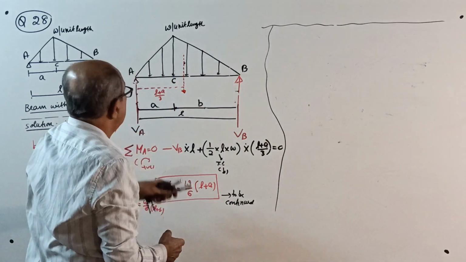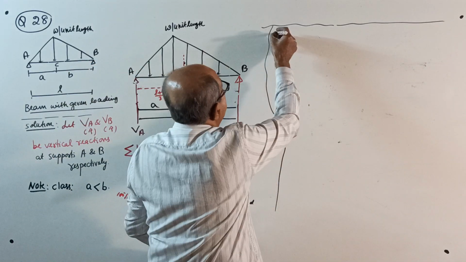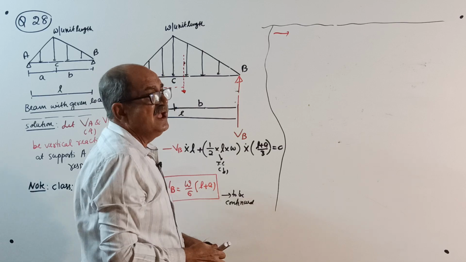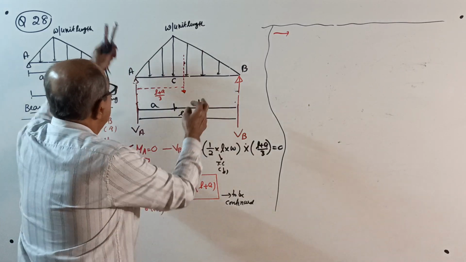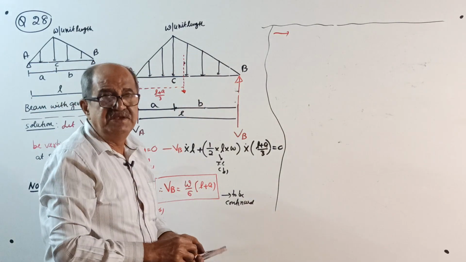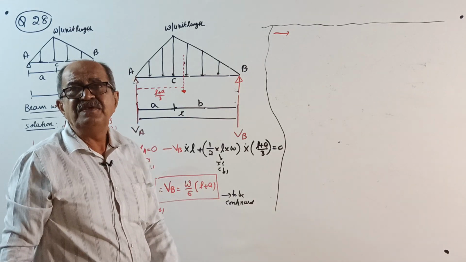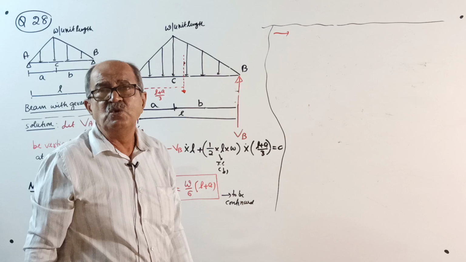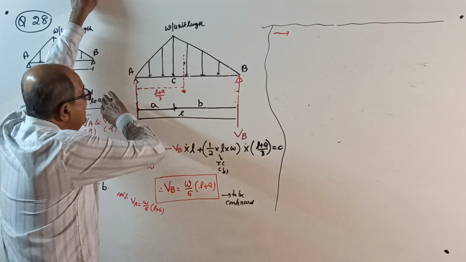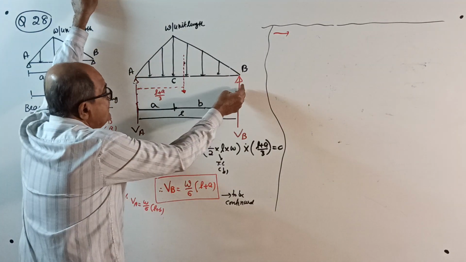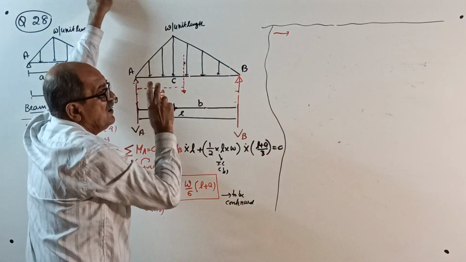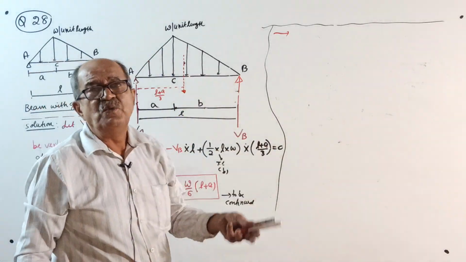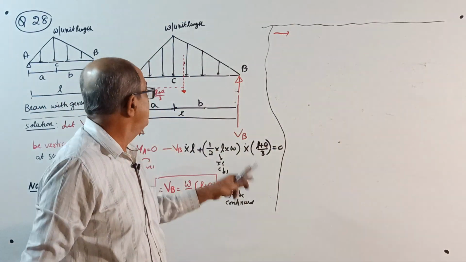When you take moment, you should write here. Those who want should write here. When you take moment about A, this is a triangle in general. The centroid is given by a formula. I told you an expression is there to locate the centroid. From this side, L plus A by 3. From that side, L plus B by 3. The centroid will lie on that side where that length is more. Here B is more.